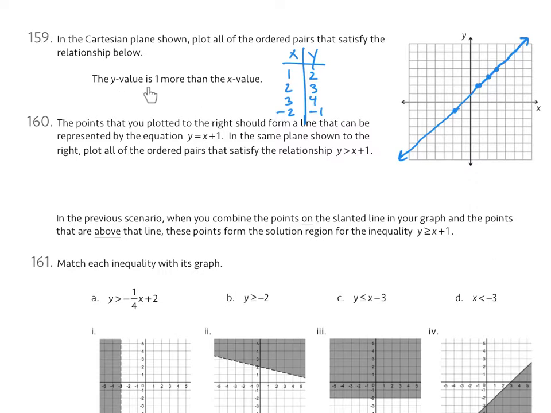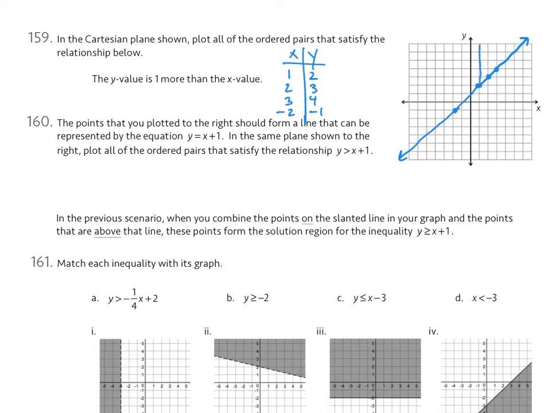The y value equals 1 more than the x value. Y equals x plus 1. In the same plane shown to the right, plot all of the ordered pairs that satisfy the relationship y is greater than x plus 1. How do we picture that? Well, let's start with this point right here. That's a point where the y value is equal to x plus 1. So if we want the y value to be greater than x plus 1, then we would go above and plot this point, or this point, or this point. All of these points would be points where the y value is greater than that point.